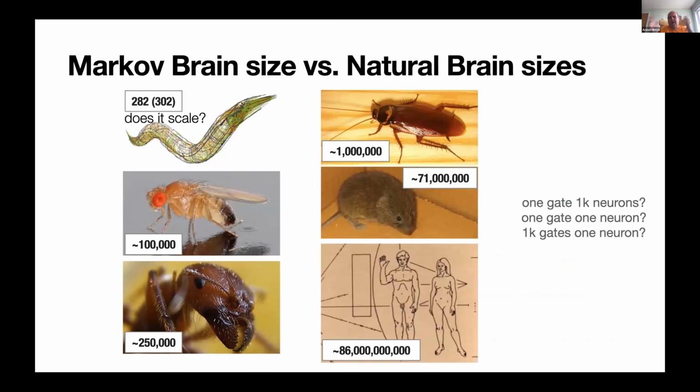Now, how does a Markov brain actually compare to the size of a natural brain? This is really a contentious story and really difficult to estimate. But 10 billion logic gates gets you in the bottom right corner of this plot. However, it's not clear how one logic gate translates to one neuron. Maybe one gate is 1,000 neurons, maybe one gate is 1 neuron, maybe 1,000 gates is a neuron. With a 6 order of magnitude ballpark, it's not really clear where you are. But it would be quite a significant advantage if we were able to run much larger Markov brains than we can right now.